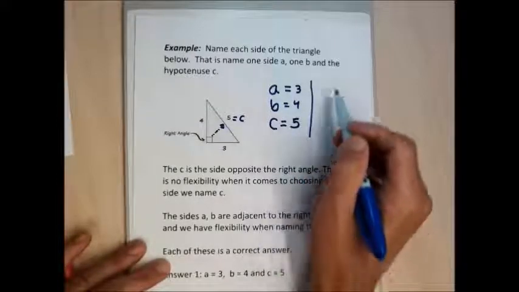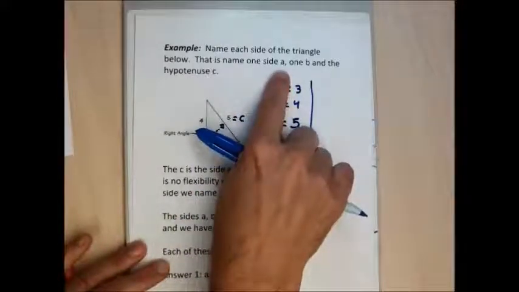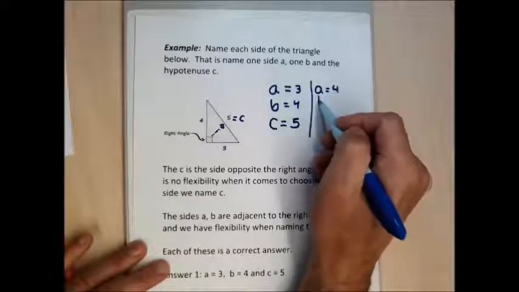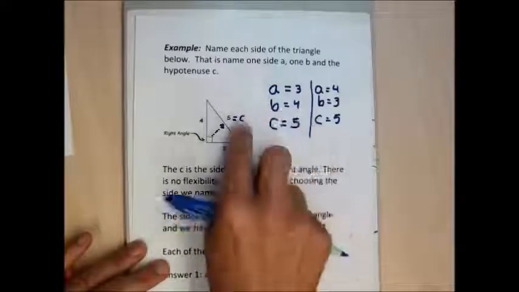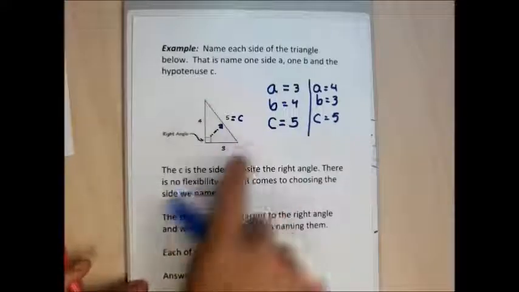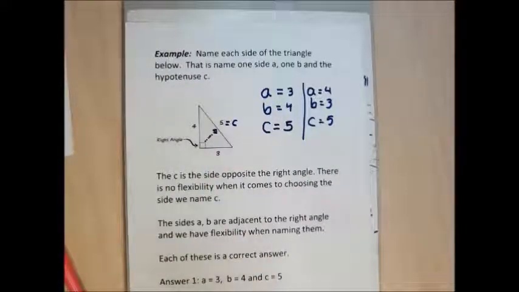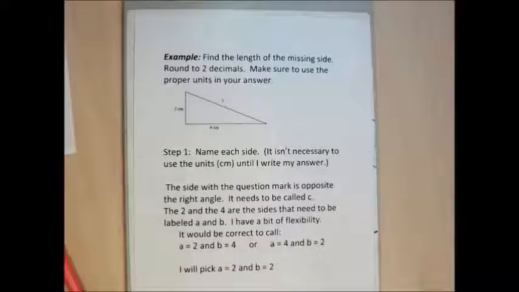But it would be equivalently correct if somebody asked you to name the sides of the triangle to set up for using the Pythagorean Theorem, if you said A is equal to 4, B is equal to 3, and C is equal to 5. It's the C that's not flexible, but the A and the B, the sides that are adjacent or next to the right angle, or that contain the right angle between them, those are flexible. Now we'll do an example where we actually use the Pythagorean theorem to find the missing length of a triangle.